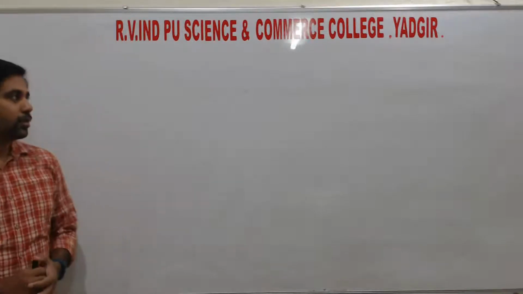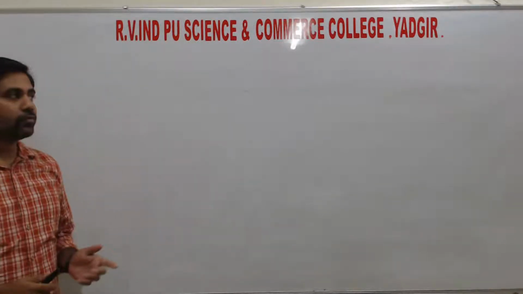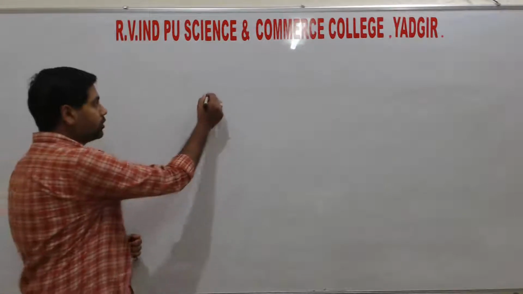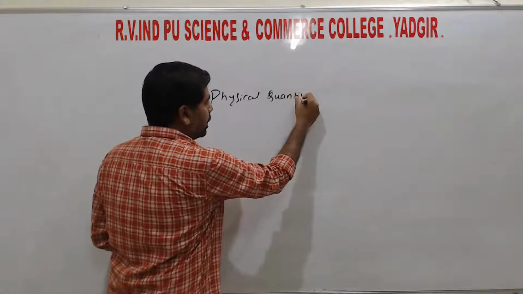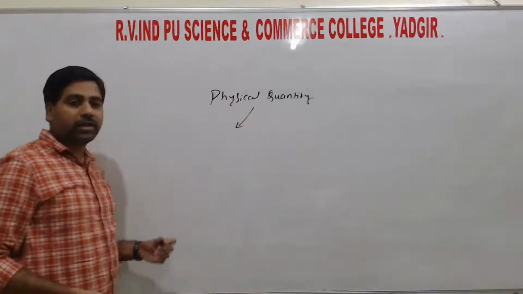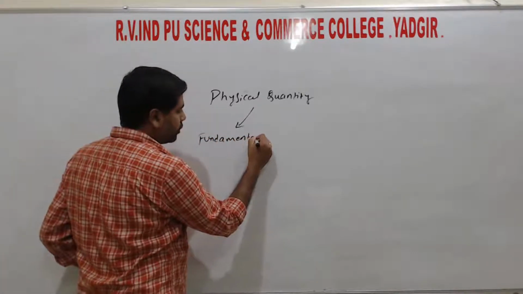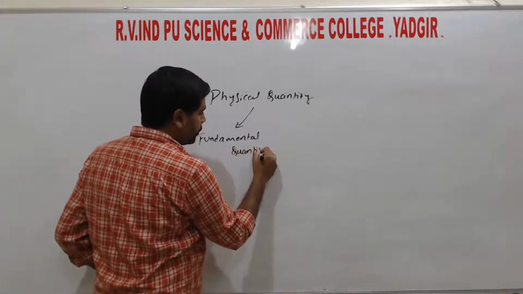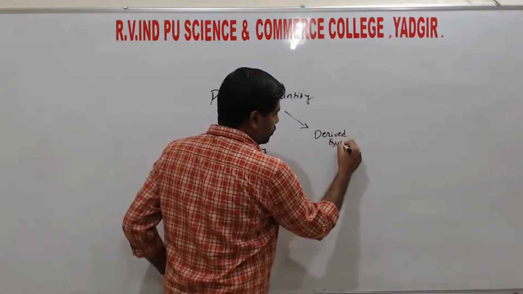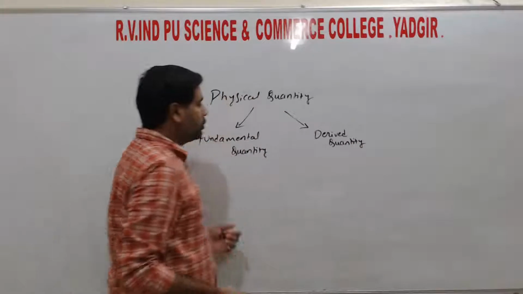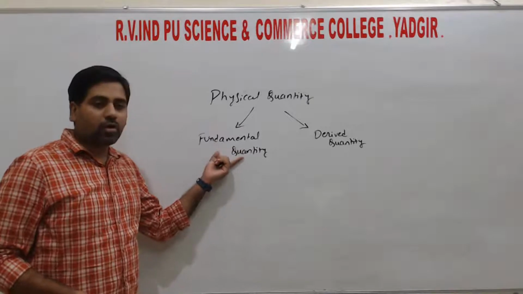Good morning, students. In the last class, we discussed units and measurements, starting with physical quantity. Physical quantity is classified into two types: one is fundamental quantity, and another one is derived quantity. Fundamental quantities are the quantities which are independent of other physical quantities.